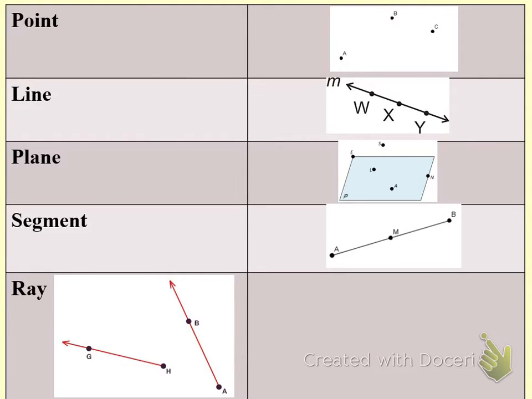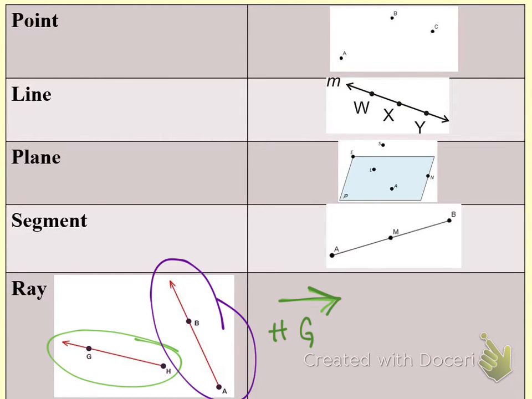All right, now we got rays to name. When we name a ray, what does the symbol look like above? Arrow to the right. Can we see the screen? Yeah. Arrow to the right, and then what will the first letter be for this ray I've circled? H. The starting point, and then G. And then the second one, got an arrow pointing to the right. My first letter would be A, and then B.